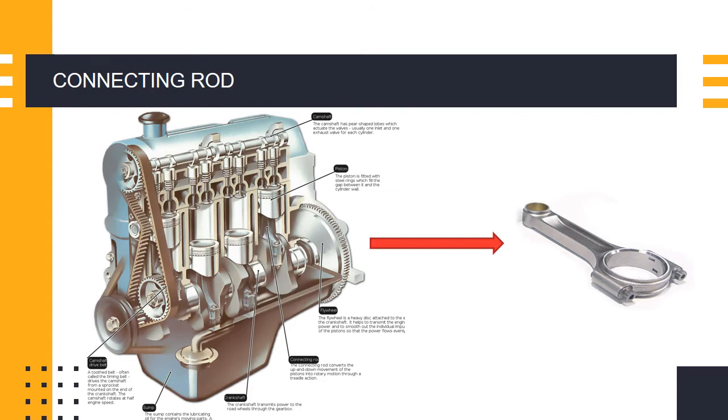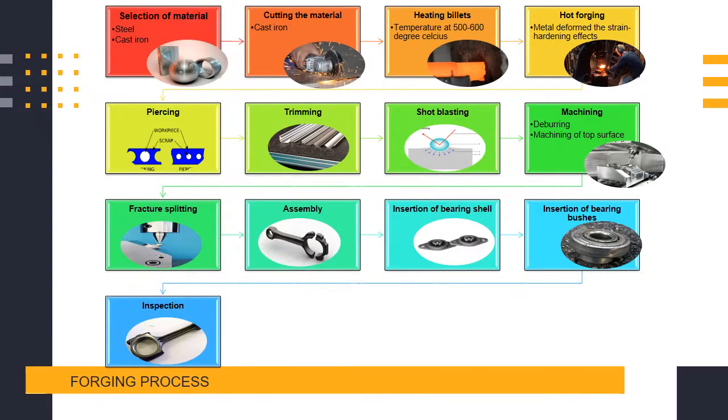So the component that I chose is the connecting rod. The connecting rod is a part of the piston engine component, as you can see here. The process that I'll be choosing is the forging process. There's another process, which is the casting process, but for this assignment I'm going to focus on the forging process.